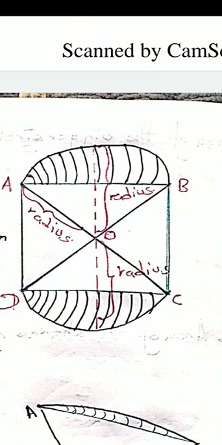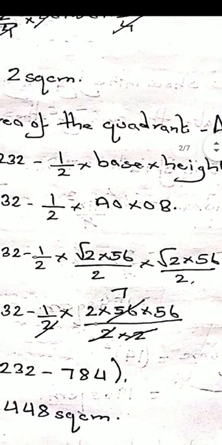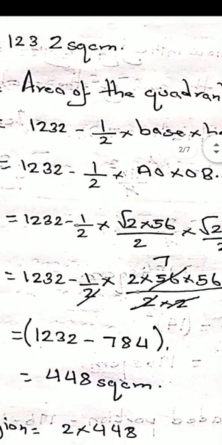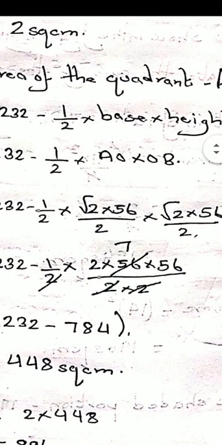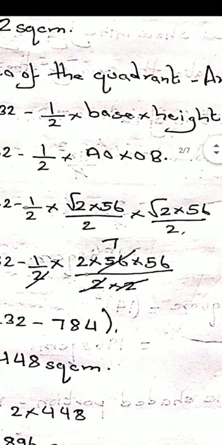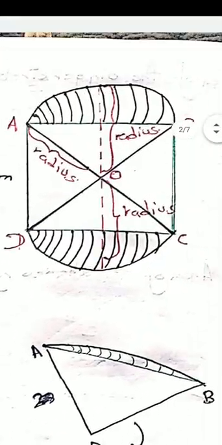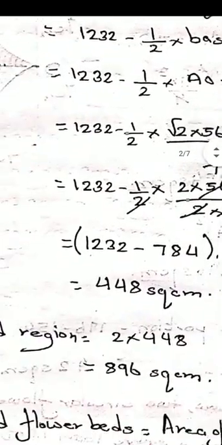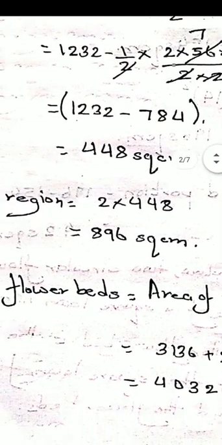Both its values will be equal to the radius of the quadrant, that is root 2 into 56 by 2 into root 2 into 56 by 2. So I'll get 1232 minus half into 2 into 56 into 56 by 2 into 2, because root 2 into root 2 will give me 2. After doing all these calculations, I'll get 1232 minus 784, that is 448 square centimeter. Because I'm having two shaded regions in this diagram, area of two shaded regions equals 2 into 448, that is 896 square centimeter.